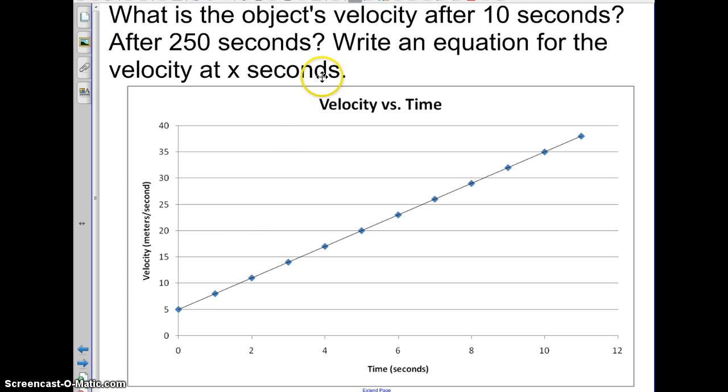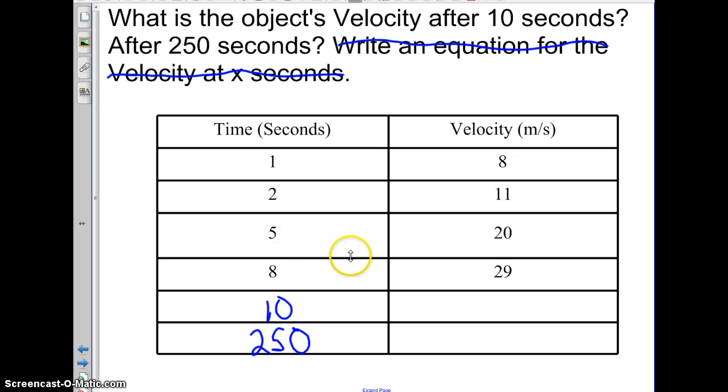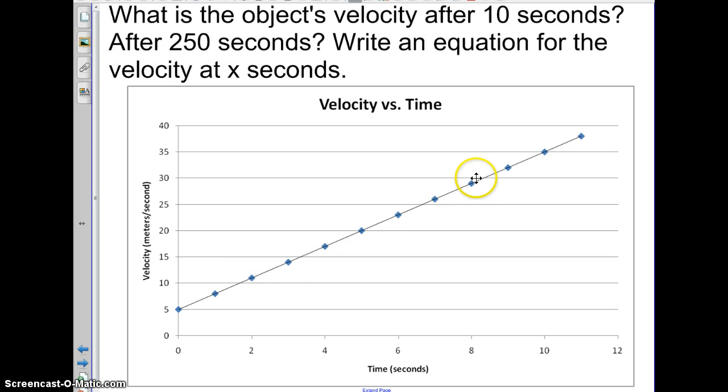Now, I gave you this problem. It didn't look like this. I put it in a table. I told some of you that you could graph it, right? So this is what it looked like, and I asked, what's the velocity after 10 seconds, after 250 seconds? And I told some of you that you could graph it. And if you do graph it, which is what I've done, you get a graph that looks like this.